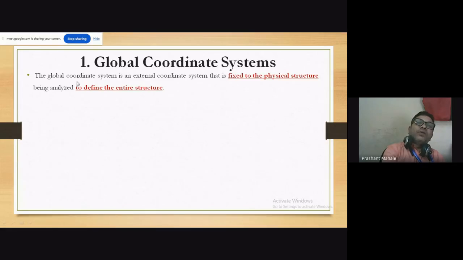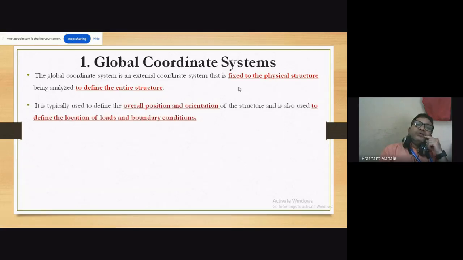Actually, the words used here are fixed to the physical structure. That point is fixed to the physical structure. It is typically used to define the overall position and orientation of the structure, and it is also used to define the location of loads and boundary conditions. So before going into pre-processing, when you assign the force and the boundary condition, we use this global coordinate system for locating that.